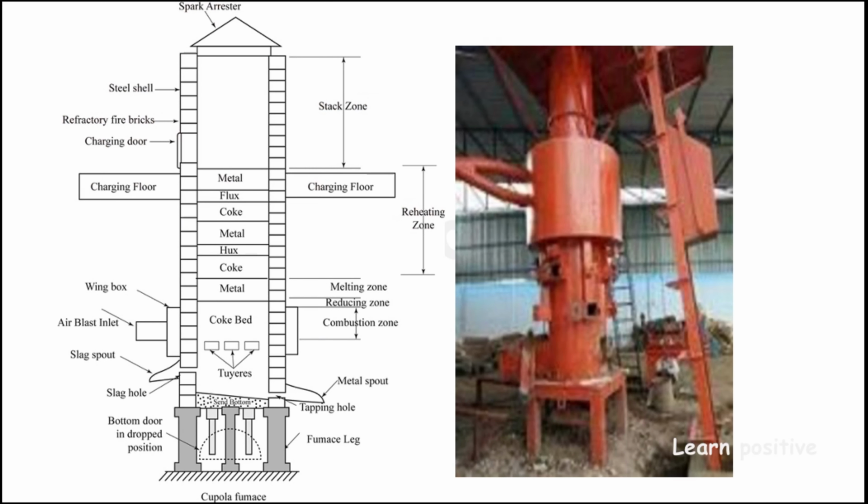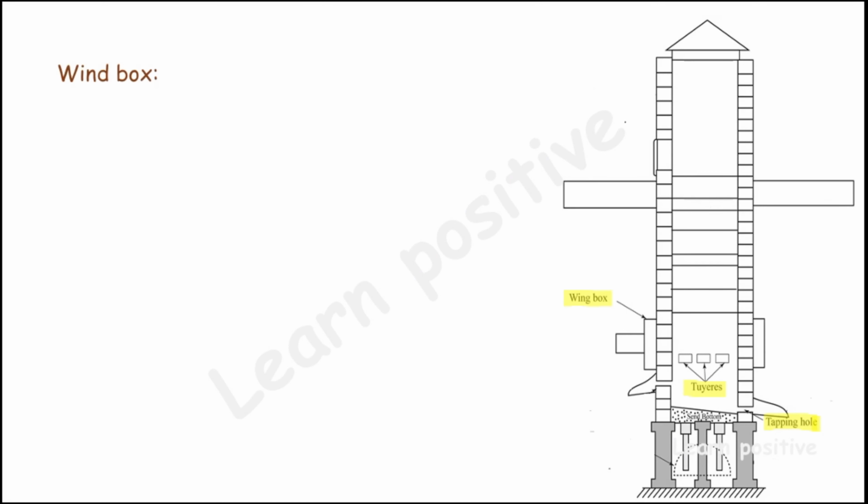This is the image of the Cupola furnace on the right-hand side, and this is the schematic diagram of the Cupola furnace. You can see it is made up of a steel chamber, and inside it has refractory bricks and fire clay. At the bottom are cast iron legs fixed in concrete. The ladder is used to go to the platform at the charging door, and the spark arrestor is at the top. Now we will see them one by one.